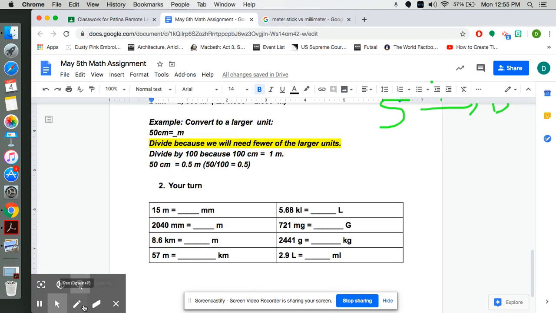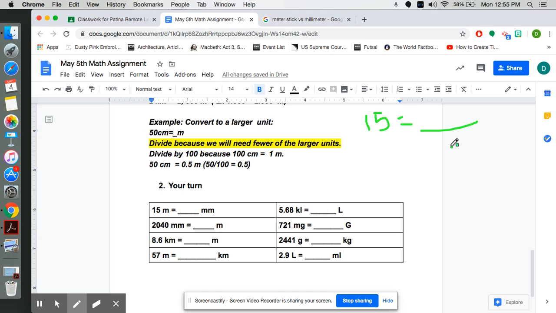So this is a little bit confusing, guys, and I hope by the end of this it will make a little bit of sense. We're going to do a couple problems together, and if you're still confused, we can meet over the phone and we can work it out. So we're going to start with 15 meters equals how many millimeters?